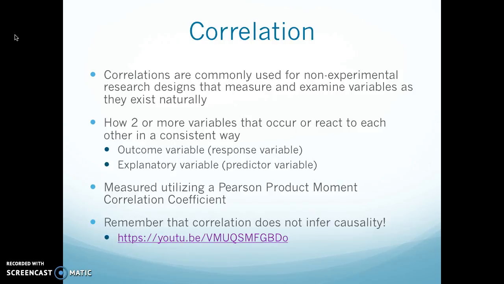So by now you should have a basic understanding of how correlation is used to observe non-manipulated variables as they take place in real time. To review, in research we use correlation to describe the relationship between two or more variables that appear to occur or react to each other in a consistent fashion, resulting in one of two explanations. First, the variables are related and can be measured and/or described. Second, the variables and/or relationship are random events.